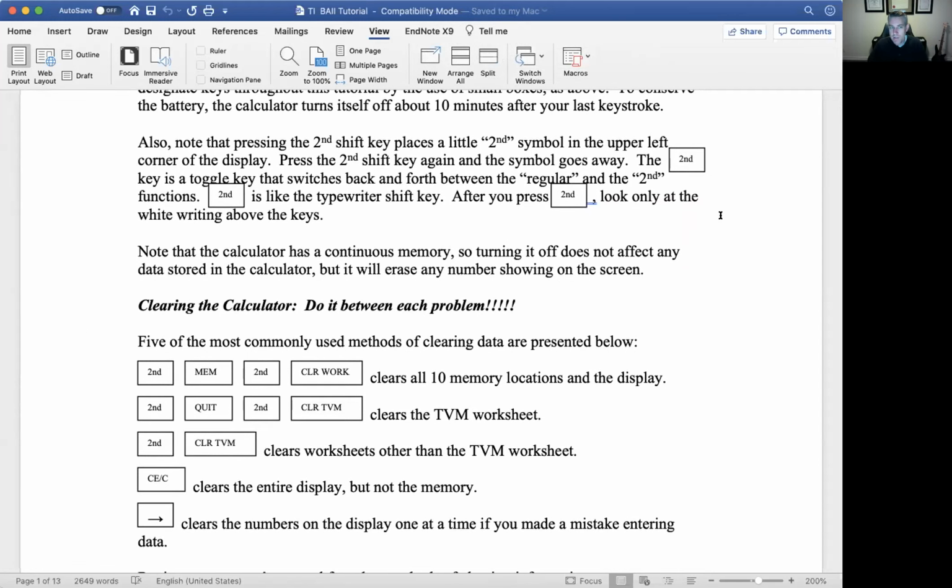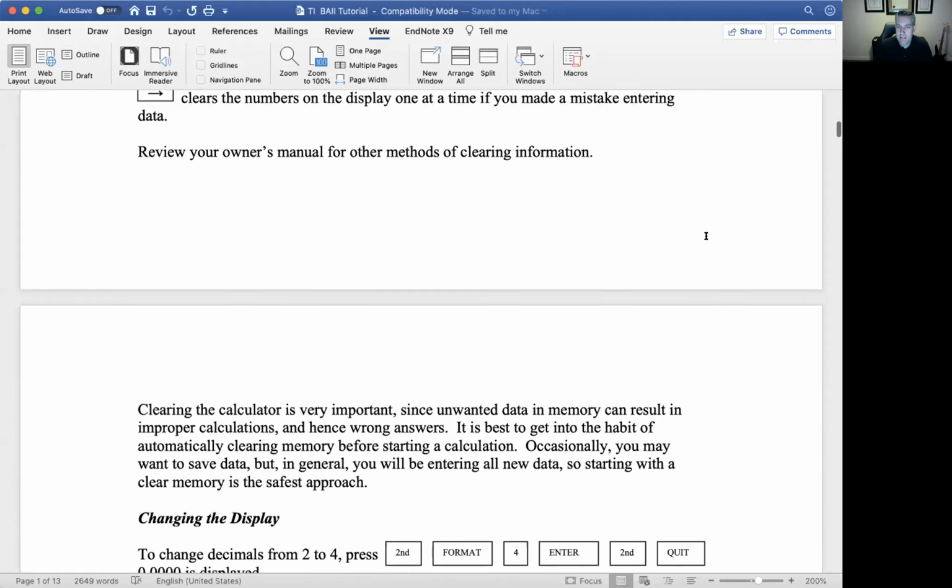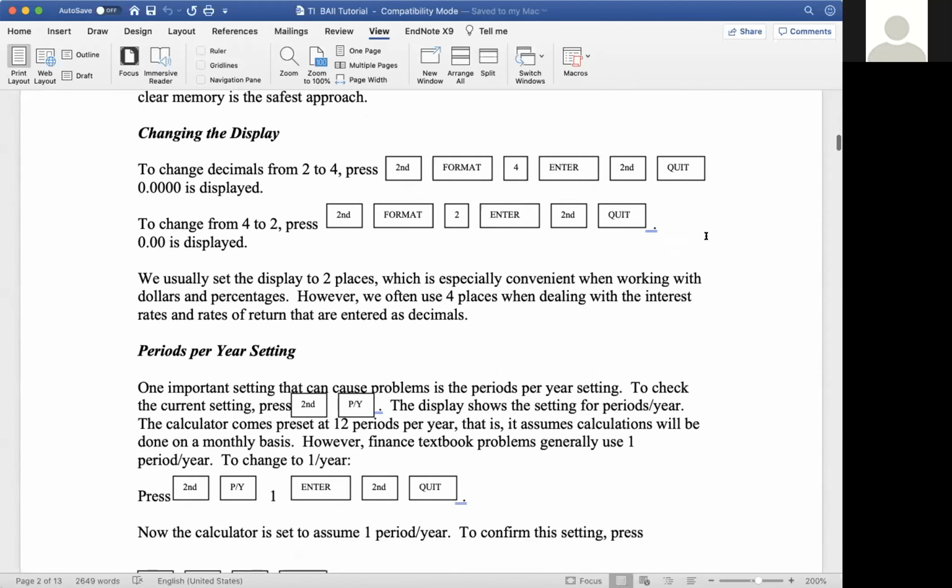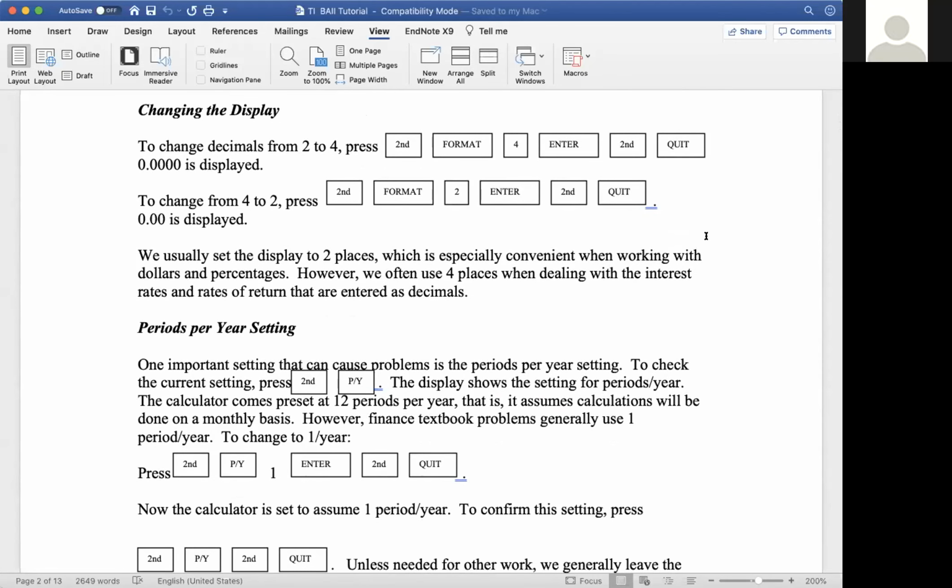Hopefully all of you have your calculator in front of you, so you can work through this together. But we're going to do a couple of things at the beginning to set up your calculator. And so I wanted to go to that section right here. Okay. Can you guys see the Word document that I'm sharing? Yes. Okay, good.